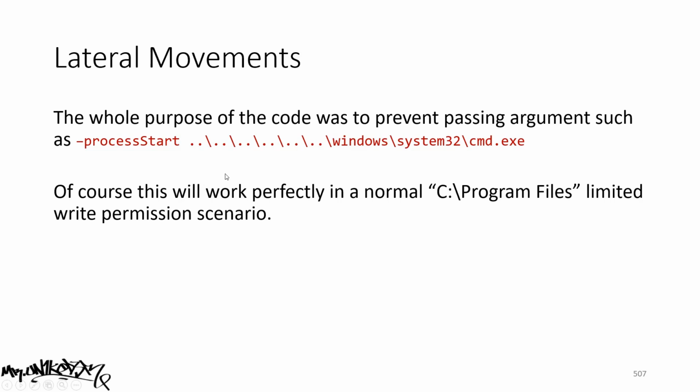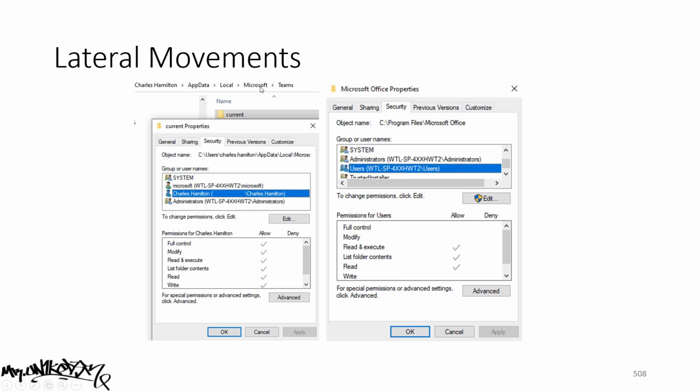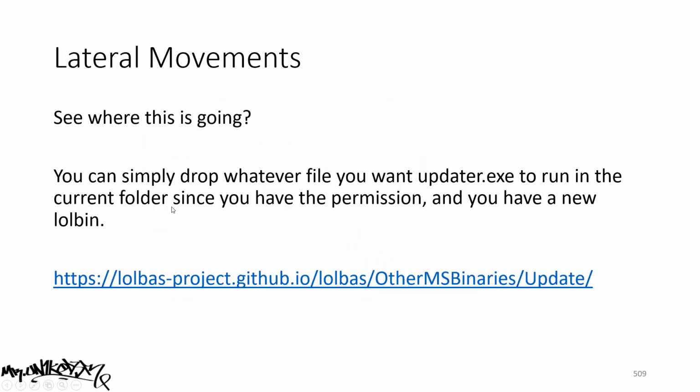Of course, they will perfectly work in a normal C program file, limited permission scenario. The biggest issue that we have here is that because it's an app data, we have full control over the folder. If you look at the folder for Teams, for example, app data, local Microsoft Teams, you'll notice here that myself have full control over the folder. If you look at something inside of program file, myself have really limited privilege, which is pretty much read execute. The fact that we have full privilege kind of defeats the whole check in here, because what you have to do is just drop a file in the folder and you can do it right away.